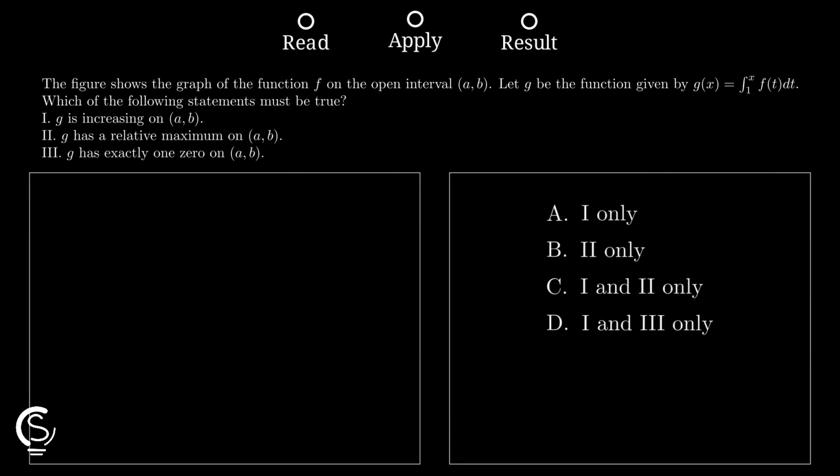Using the fundamental theorem of calculus, the derivative of g is g prime of x equals f of x. So the graph of f directly tells us when g increases or decreases.